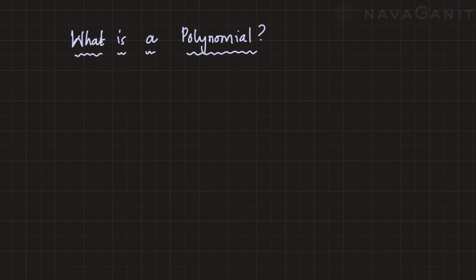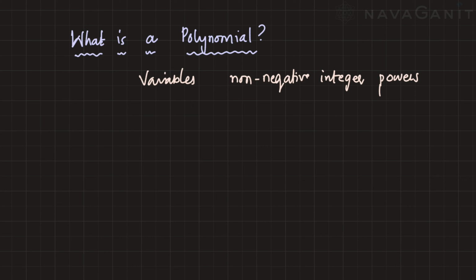What is a polynomial? A polynomial is an algebraic expression wherein the variables have only non-negative integer powers. So these are variables and they have non-negative integral powers.